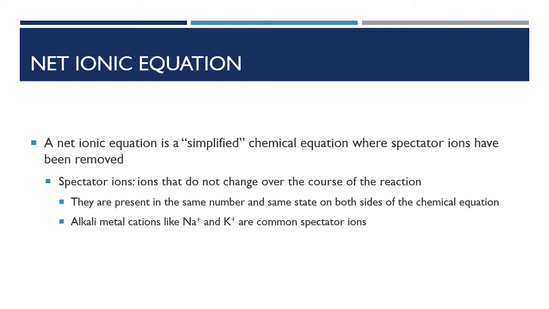So if you had 2 aqueous nitrates on the reactant side, you would need 2 aqueous nitrates on the product side to qualify as a spectator. Alkali metal cations like sodium and potassium, as well as all other ions that are frequently soluble, are very common spectator ions. So keep an eye out for those that are frequently soluble. They are very likely to be spectator ions, although not always.